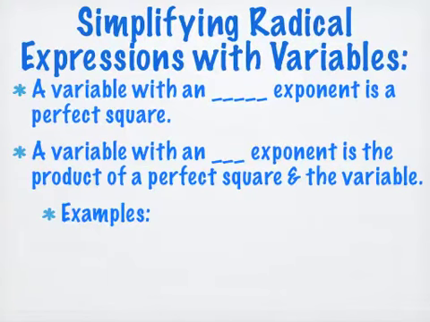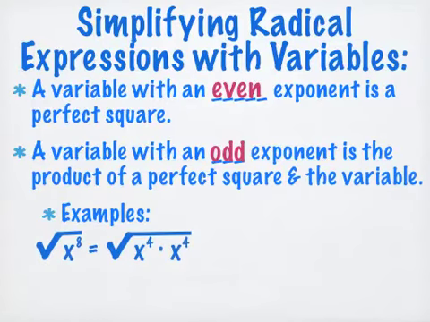Simplifying radical expressions with variables. A variable with an even exponent is a perfect square. A variable with an odd exponent is the product of a perfect square and the variable. Examples of this: I could take the square root of x to the 8th. I can rewrite x to the 8th as x to the 4th times x to the 4th.